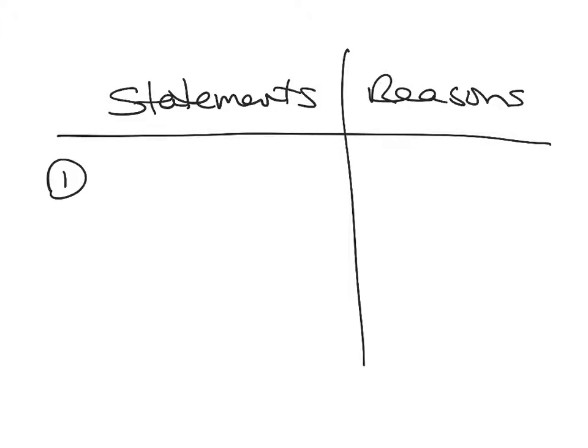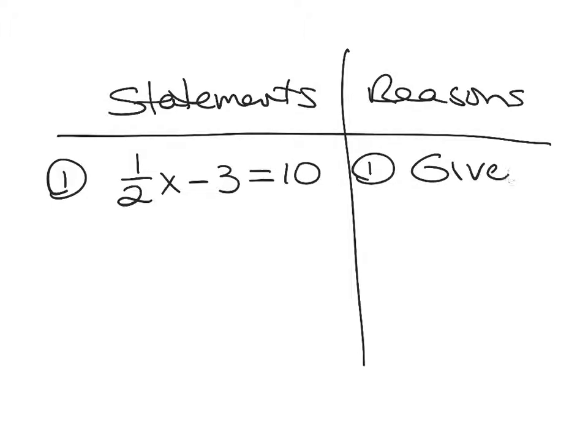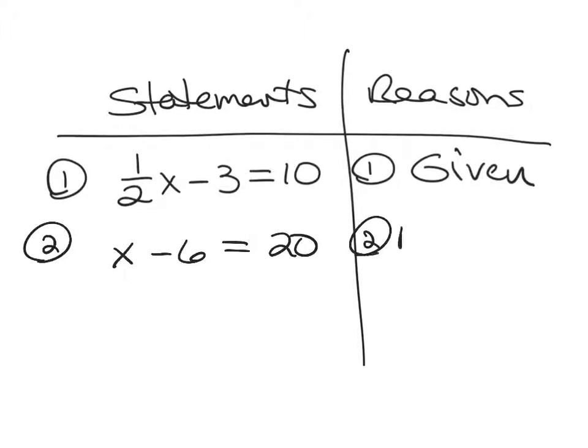So here is your problem. It's 1/2 x minus 3 equals 10. So this is the problem that I gave you. So this is given. First, do what he said, and then we're going to do the adding 3 method. So some Algebra 1 courses teach you to clear all the fractions first. So what I could do here is multiply everything by 2 and get rid of the fraction. So this would be multiplication property of equality.